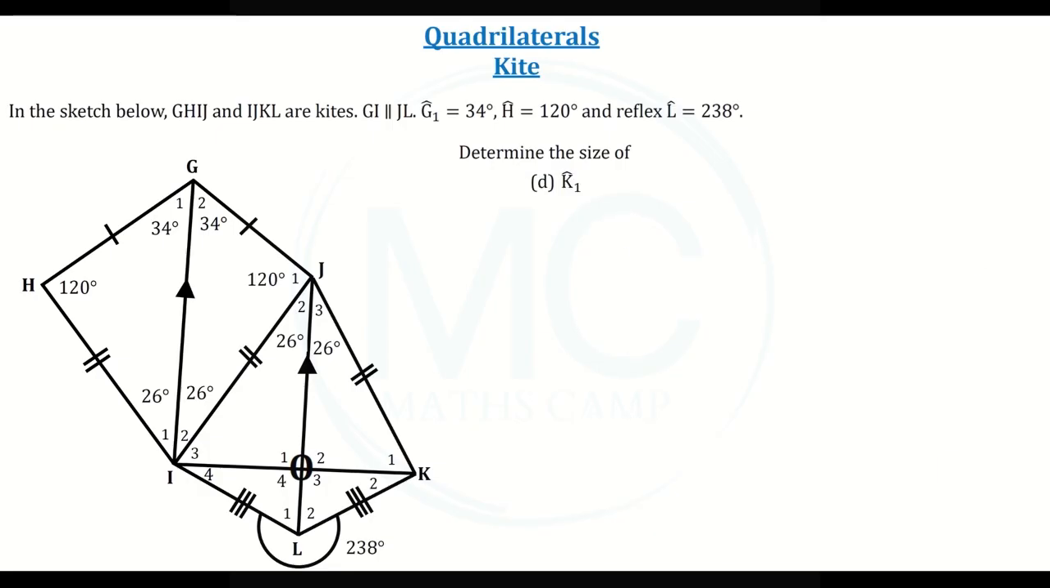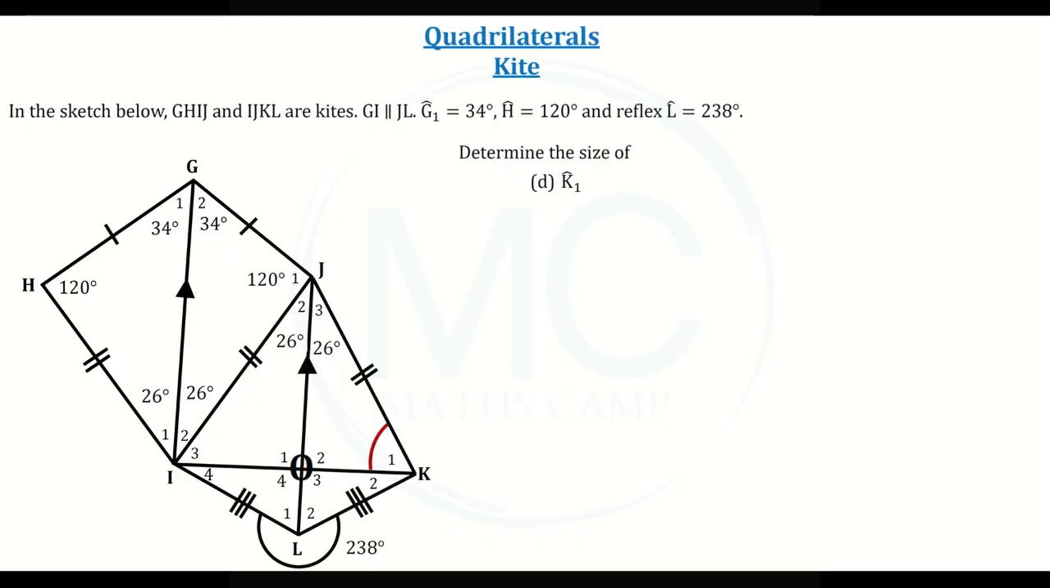Determine the size of angle K1. Let's make K1 red. K1 sits in angle K in the kite IJKL. But even though we now have the sizes of angles J2 and J3, we don't have enough information to find the size of K1.